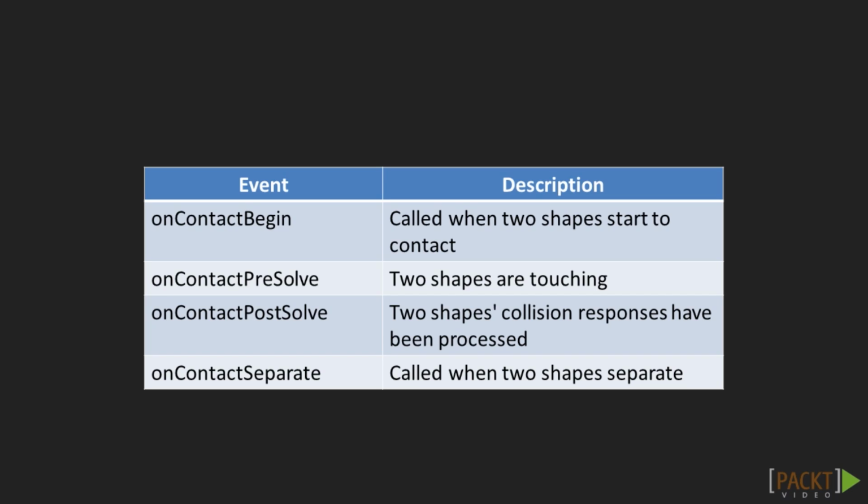The onContactBegin method returns true or false. If it returns true, the two physics bodies will collide. If it returns false, there will not be a collision response. So, you decide to check the type of collision of the two bodies anyway.